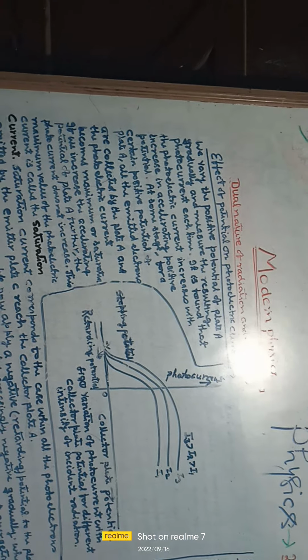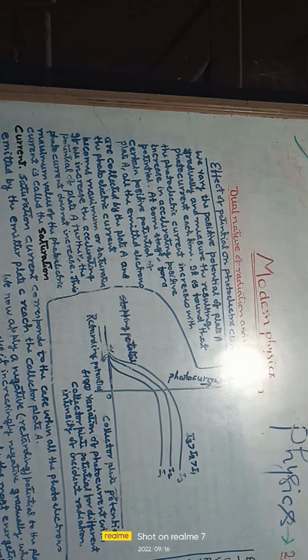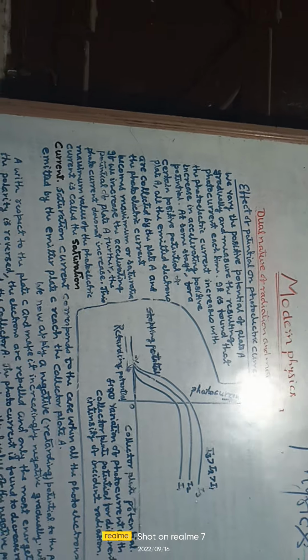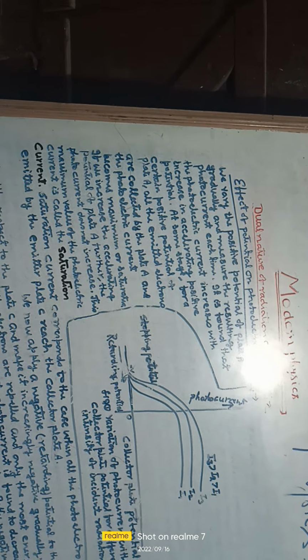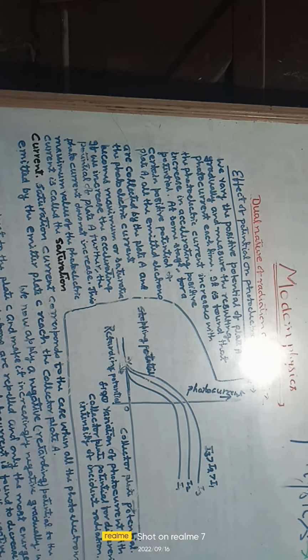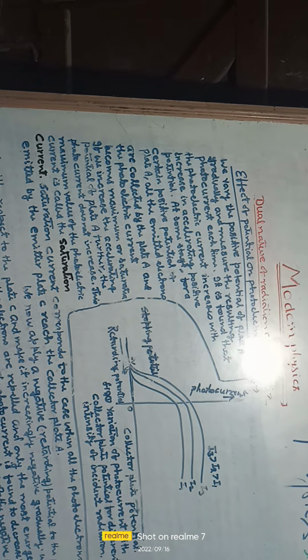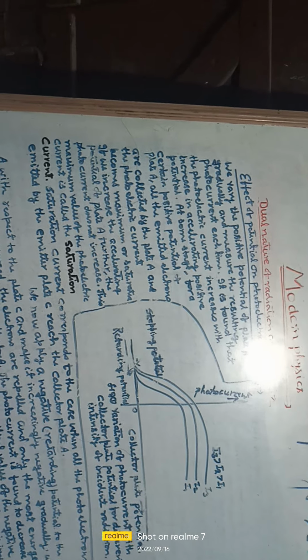We vary the positive potential of plate A gradually and measure the resulting photoelectric current. As in the earlier figure, it is found that the photoelectric current increases with increase in accelerating positive potential.